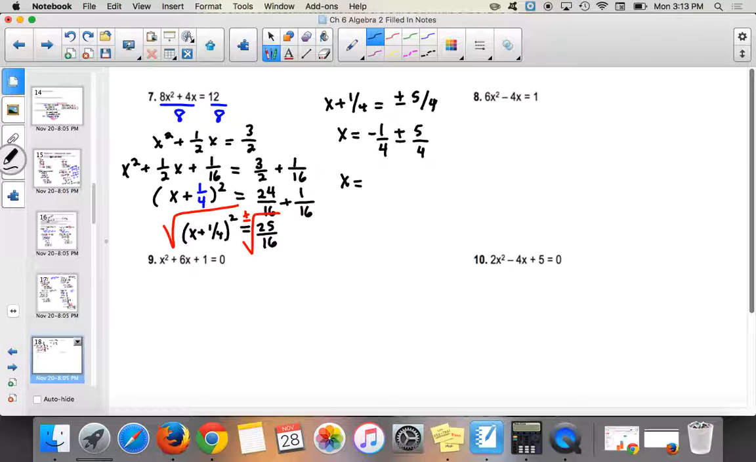Isn't 25/16 not 5/4? The square root of 25 over 16 is the square root of 25 over the square root of 16, which is 5 over 4. So square root of 25 is 5, square root of 16 is 4.